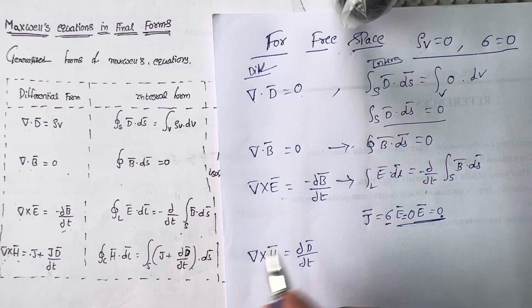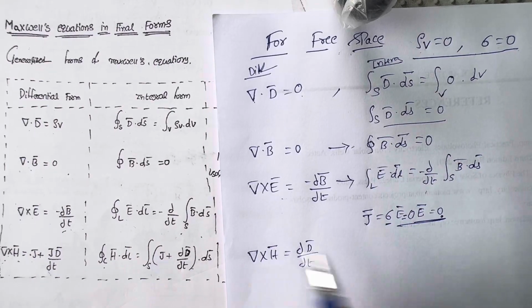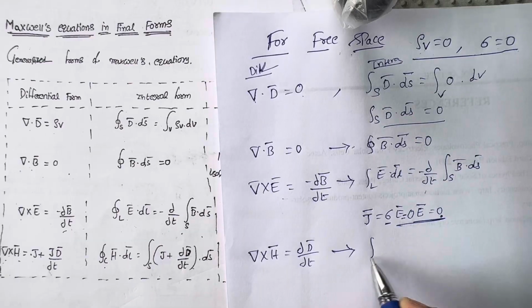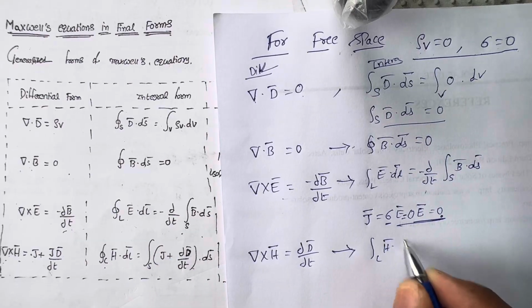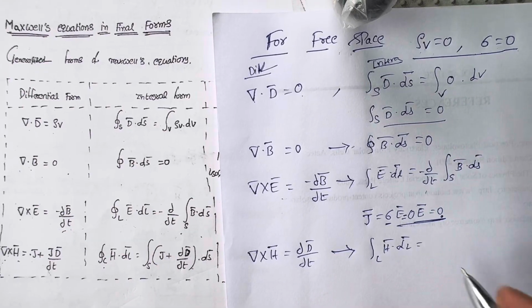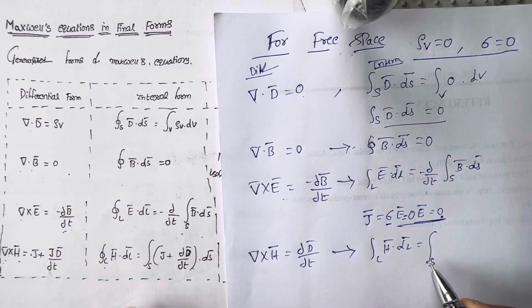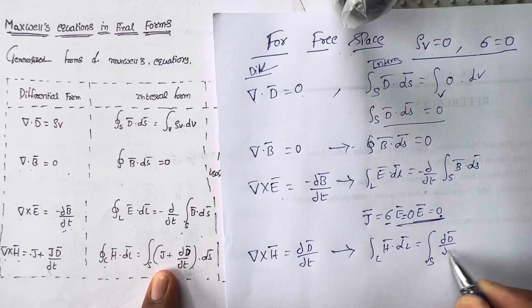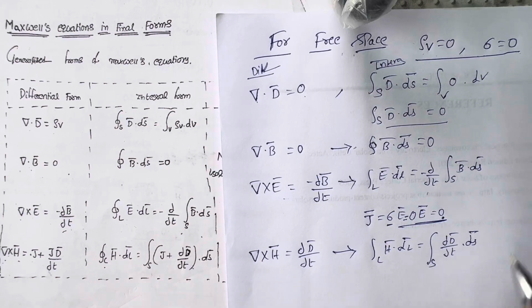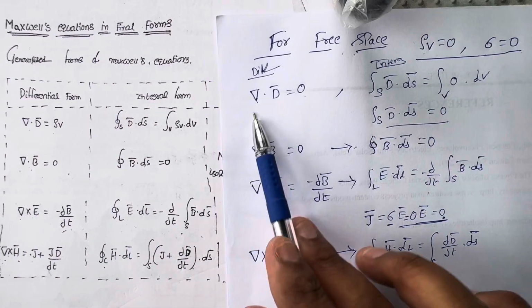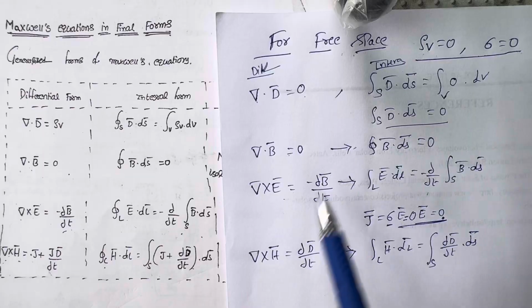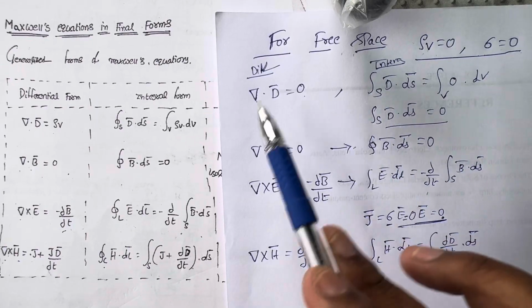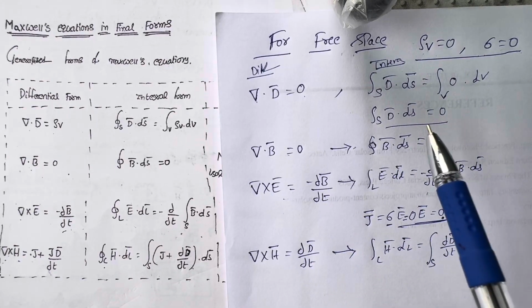It is the differential form. Similarly, its integral form is the line integral of H bar dot dl bar equal to the surface integral of J bar, whose value is again 0, plus dou D bar by dou t dot dS bar. It is the integral form. These are the Maxwell equations for free space.